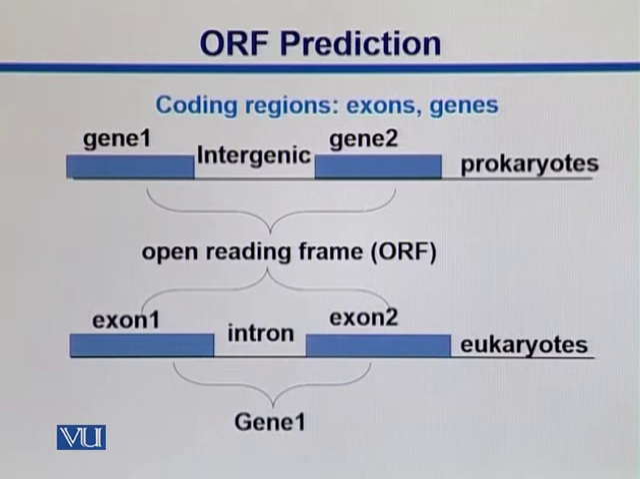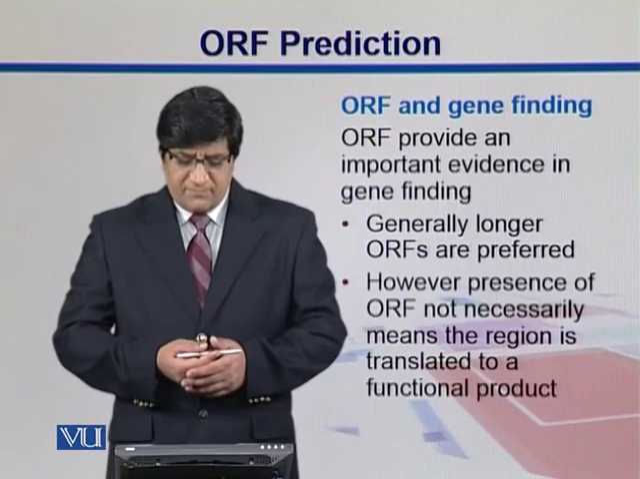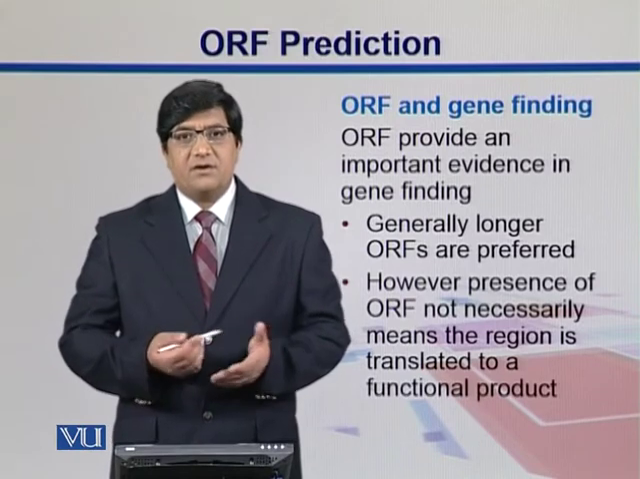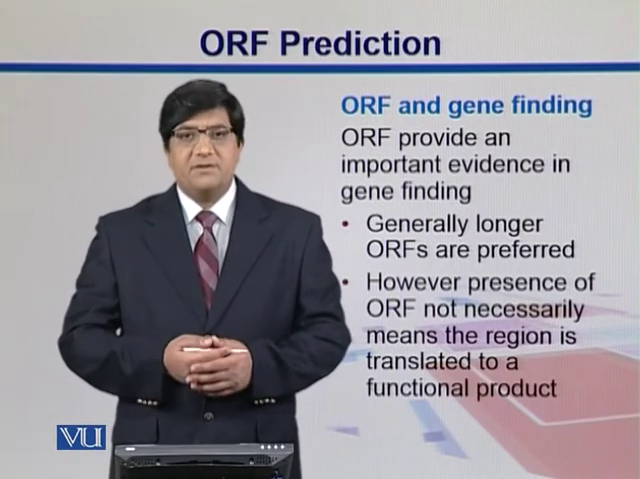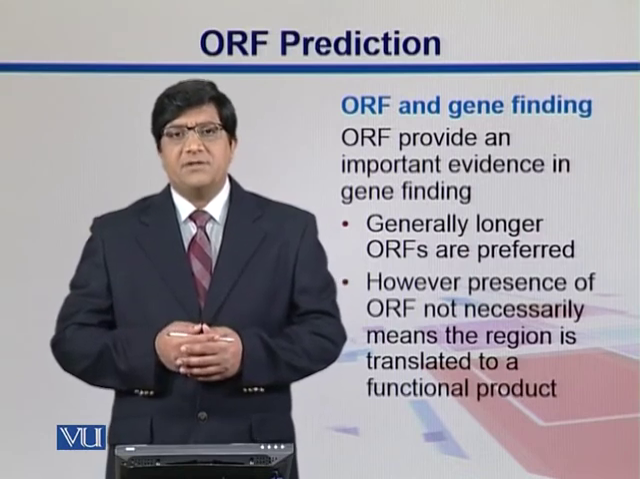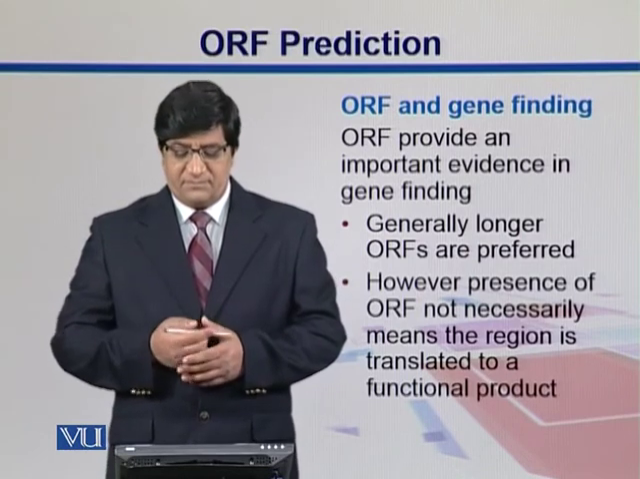So in the top part, we have a longer ORF, and at the bottom part, we have relatively shorter ones as compared to the genome size, and those shorter ORFs are actually spanning different exons. ORFs provide important evidence in gene finding. Generally, we go for longer ORFs, and they are preferred, but these ORFs may not actually translate into proteins.